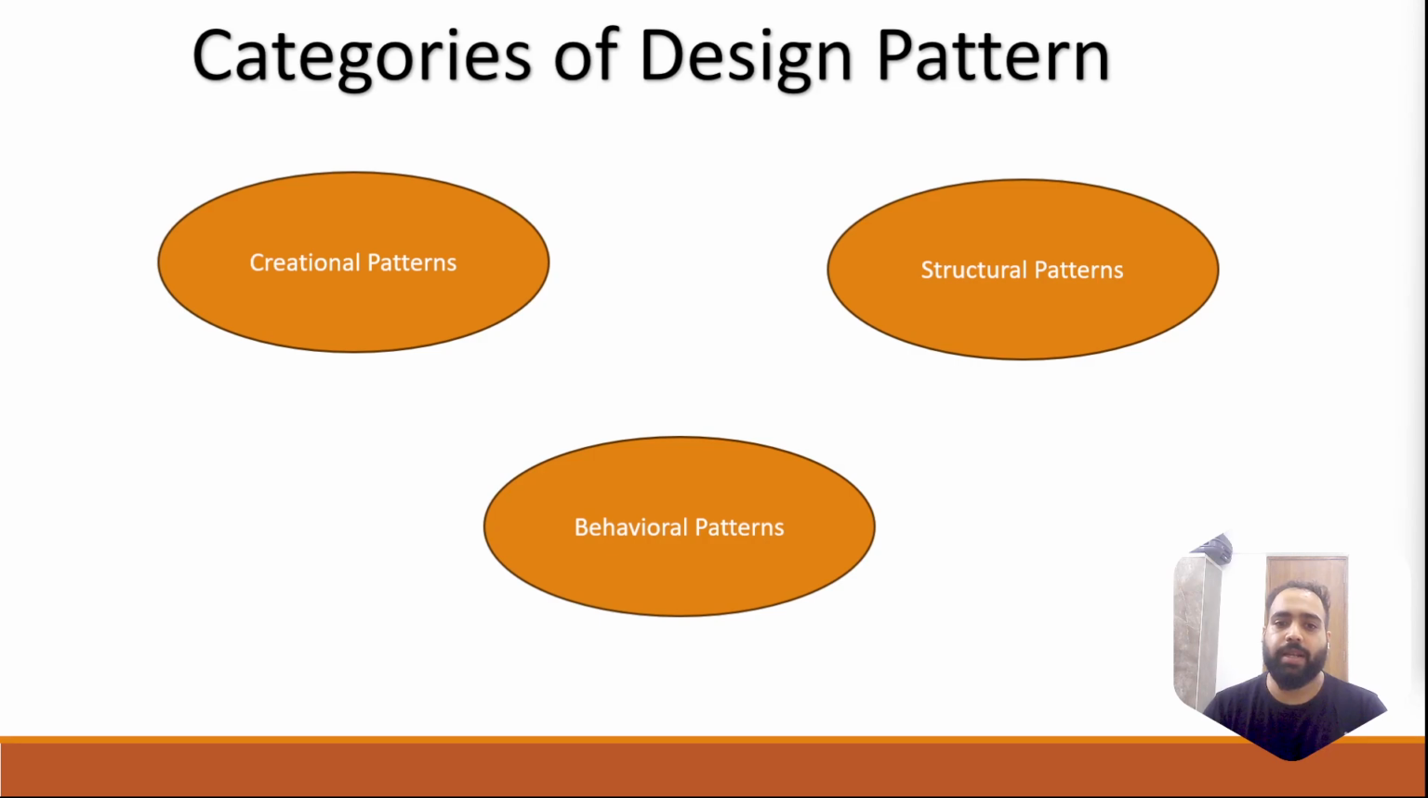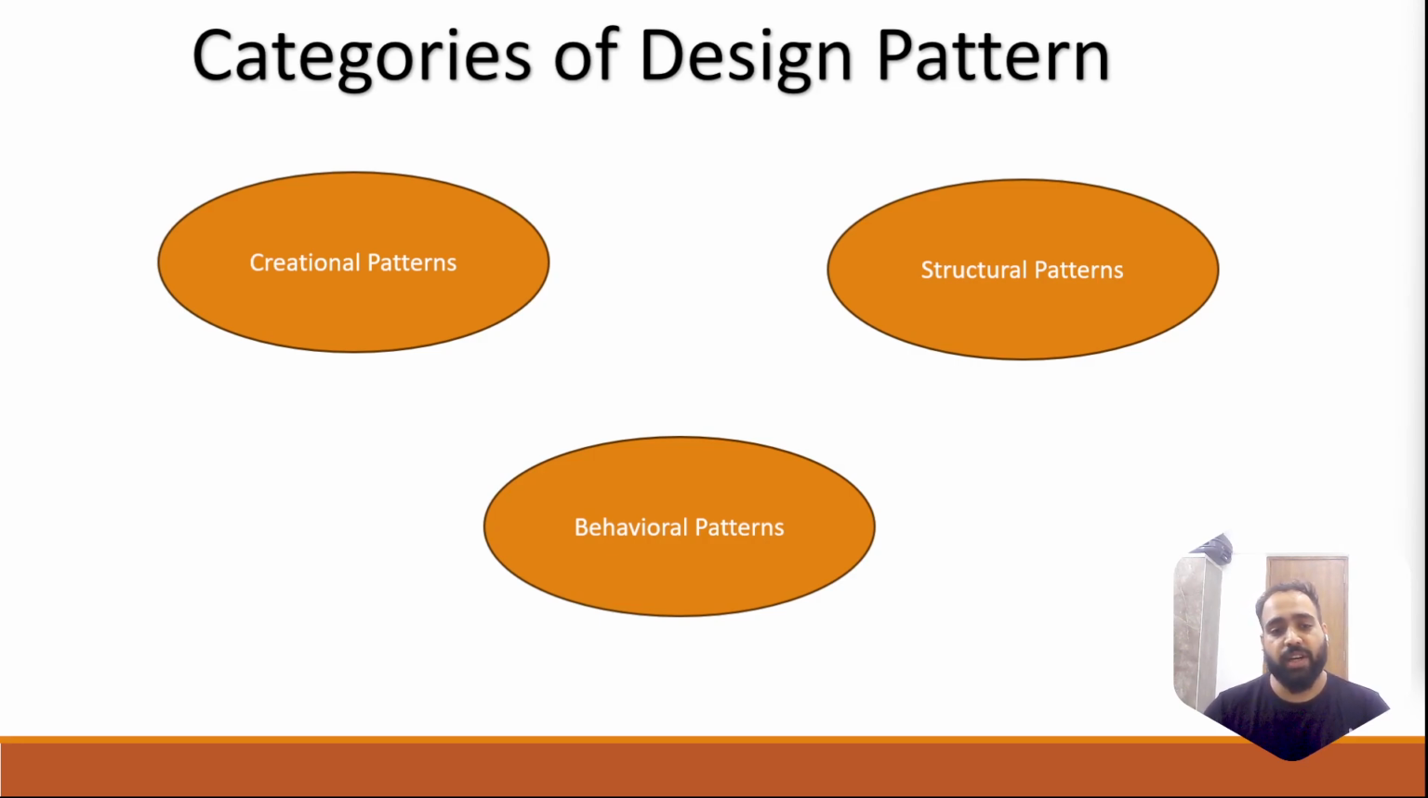The second one is the structural design pattern. This design pattern helps you to simplify the design and structure of the system by defining the relationships between objects and classes. The pattern focuses on how objects and classes can be combined to create a larger, more flexible structure of the application. It also ensures the efficiency and maintainability of the system.